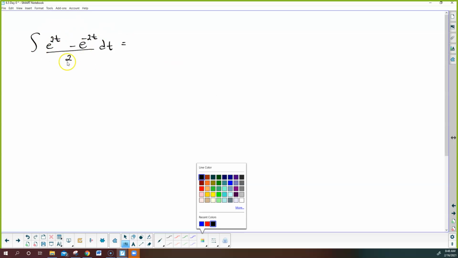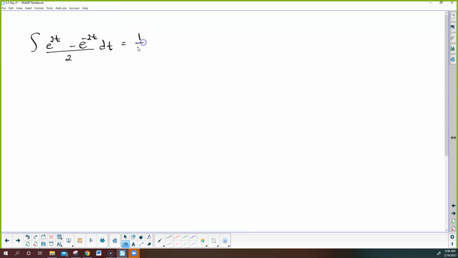Okay, so let's take a look at this. Now, the first thing I notice is I've got functions up top. They're both e to the power of something. And then I'm dividing everything by 2. Well, that divide by 2 is the same as timesing by a 1/2. So what I'm going to do is I'm actually going to pull that 1/2 out.